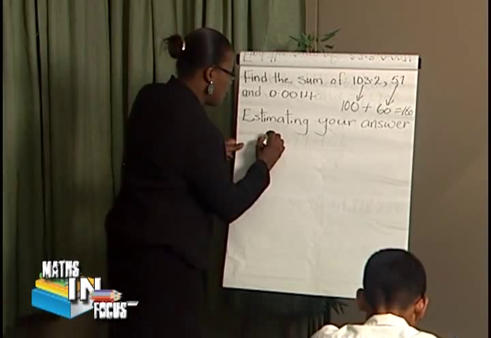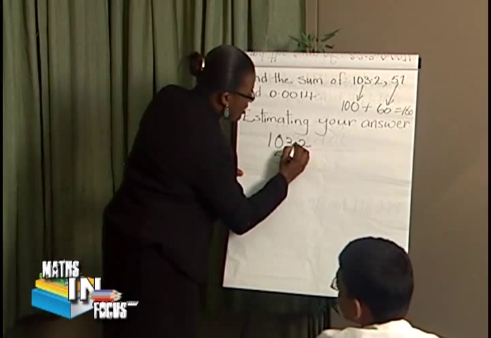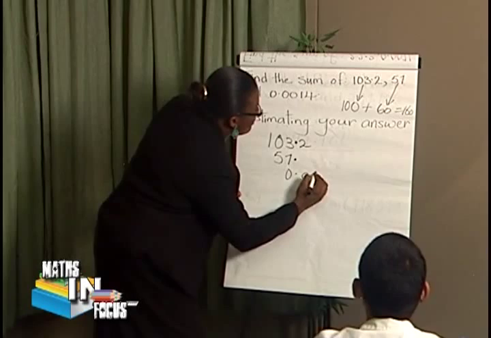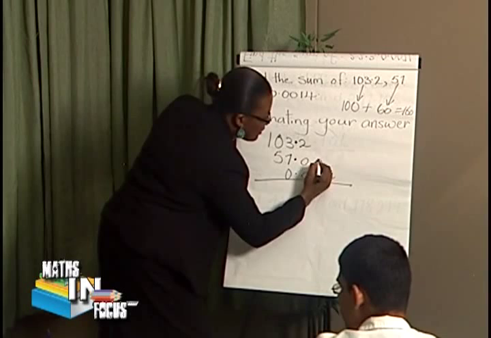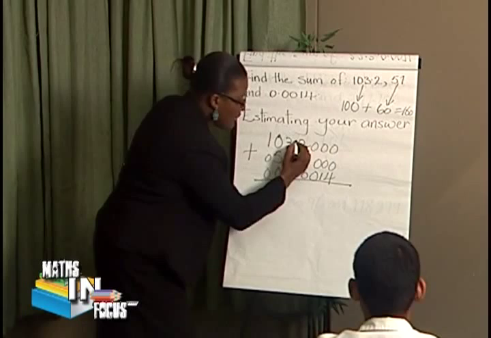Good, so let's set it down now. We have 103.257. So we're emphasizing our points. 0.0014. Now the first thing we're going to do is to make equivalent decimals. So we're going to fill in our zeros. 1, 2, 3, 1, 1, 2, and we're performing the operation of addition. Our answer, putting our point.